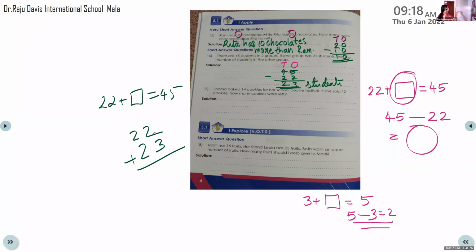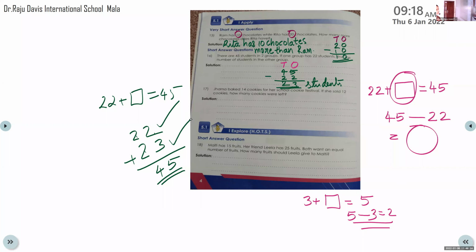Now let's see. 2 plus 3. What is 2 plus 3? 2 plus 3 is equal to 5. Now 2 plus 2, that is equal to 4. So 45. So one group having 22, other group having 23. So total number of students is 45. You got the idea?